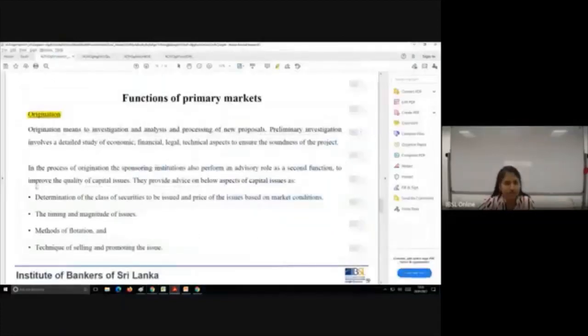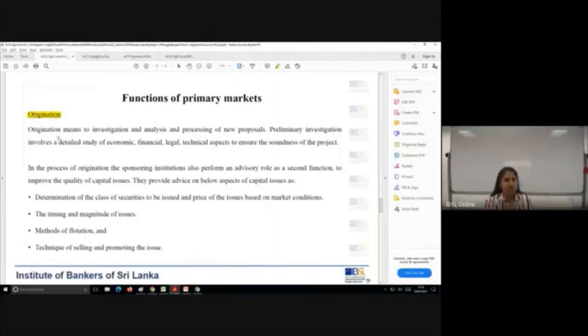So the first step is origination. What is origination? It means investigation, analysis and processing of new proposals. Preliminary investigation involves a detailed study of economic, financial, legal and technical aspects to ensure the soundness of the project. In the process of origination, the sponsoring institution also performs an advisory role as a second function to improve the quality of capital issues. They provide advice on the below aspects.